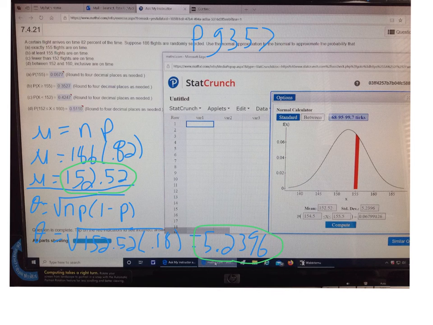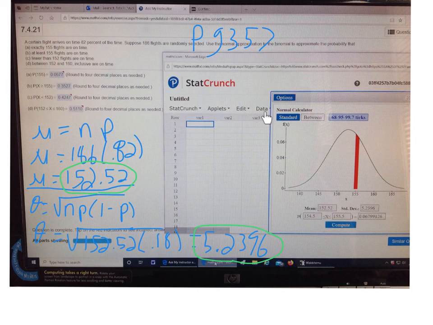Well, first thing you got to do is find the mean and the standard deviation. The mean is n times p, and we're given n is 186 flights. That's the number of flights, and p is 82%. You got to make that a decimal, 0.82, and so you multiply. Well, you get 152.52. Standard deviation is the square root of n times p times quantity 1 minus p. We've already done n times p right here above, and 1 minus 0.82 is 0.18. So you multiply, take the square root, it's 5.2396.